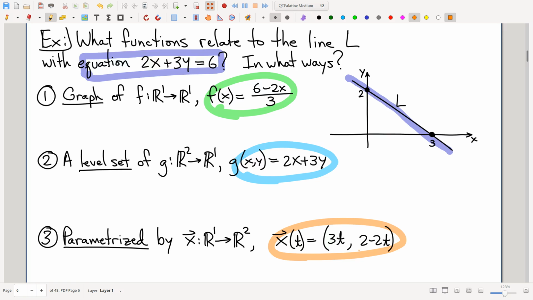And then we're going to have a completely different calculus of level sets, and a completely different calculus of parameterizations. Completely different geometric interpretations depending on which kind of construction you're looking at. So back to this example, why do I have to keep it straight? Which function relates to this curve in which way?